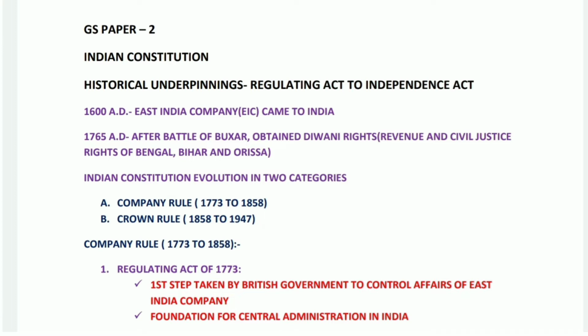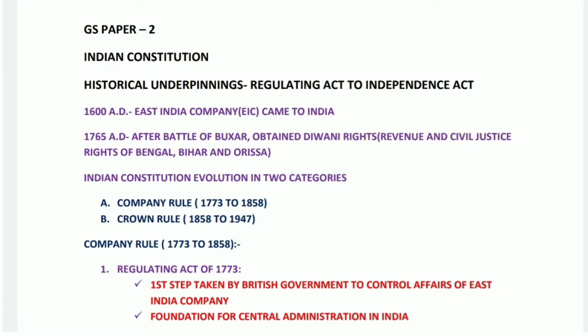In 1600 AD, East India Company came to India with a charter issued by Queen Elizabeth I to control and capture the administrative power. So this trading continued till 1765, and once the Battle of Buxar was over, the British got Diwani rights, that is, they got revenue and civil justice rights of Bengal, Bihar and Odisha. So from then onwards, the British who started their career as traders now became administrators.